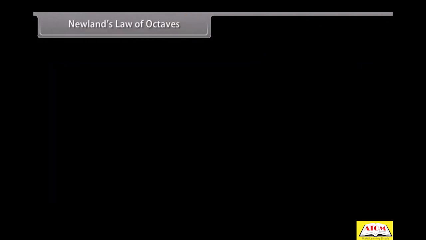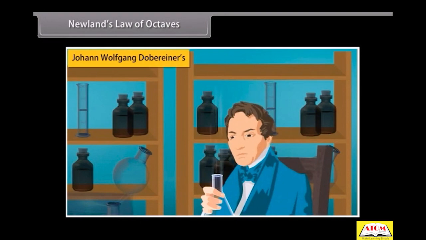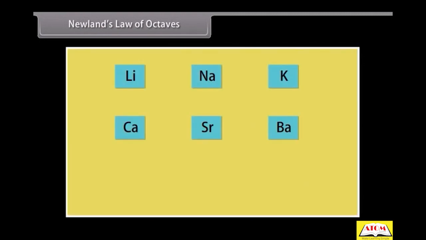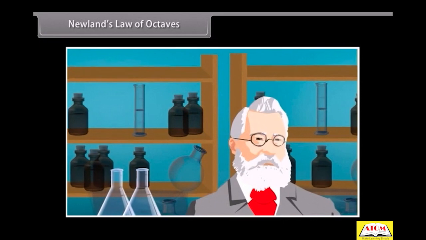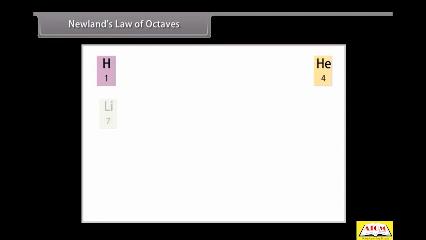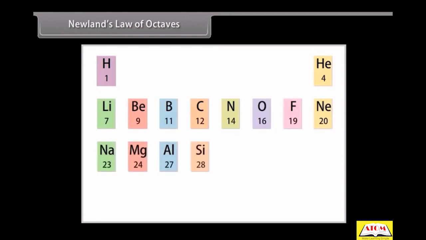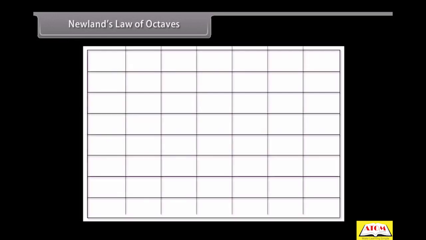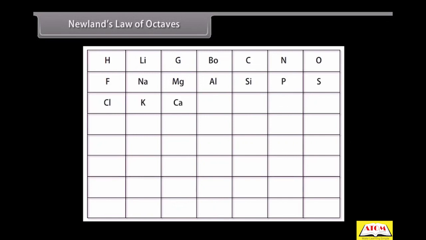Newland's Law of Octaves. Dobereiner's research simultaneously encouraged other scientists to start classifying elements. The triads were not useful as they could classify only 3 elements at a time. In 1864, John Alexander Newland, an English chemist, discovered that when elements are arranged in the increasing order of their atomic masses, atomic weight, every 8th element had properties similar to the first element. This is called the law of octaves. However, all elements could be arranged in this order only till calcium, even though there were more than 60 elements available at that time.